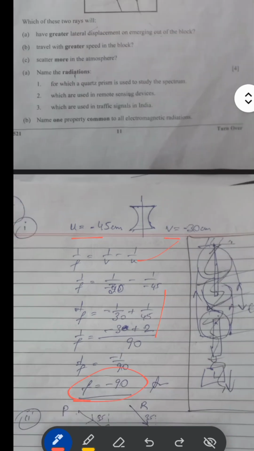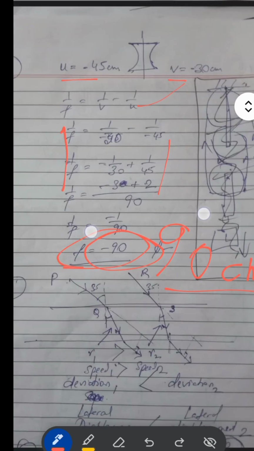Focal length is minus 90. So calculate the focal length of the lens. The focal length is minus 90 centimeter. But you have to write not minus 90, but 90 centimeter actually. If you write minus 90, some marks may get deducted, because you have to find the length, and length cannot be negative. Some students might have written minus 90 and left it there. So you have to replace that and add the answer phrase 90 centimeter. I think 1 mark will get deducted for that.